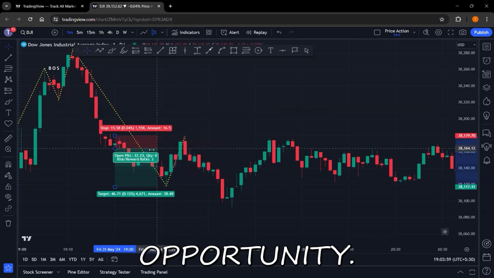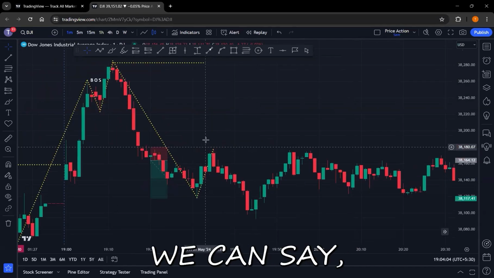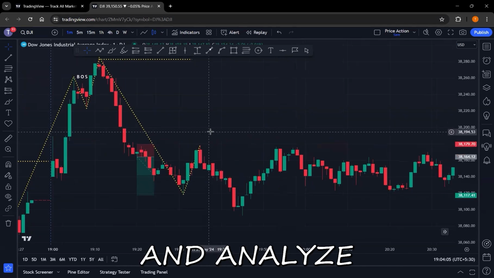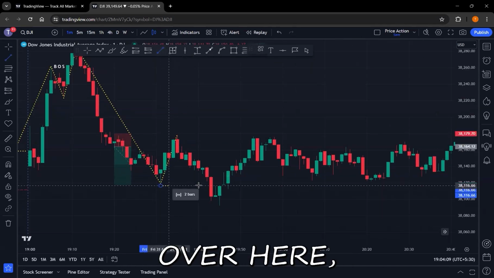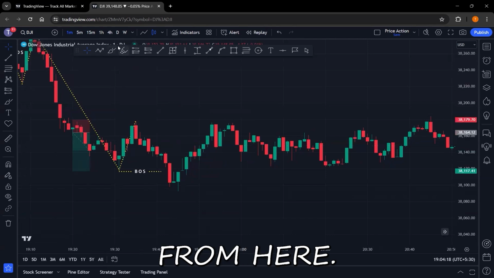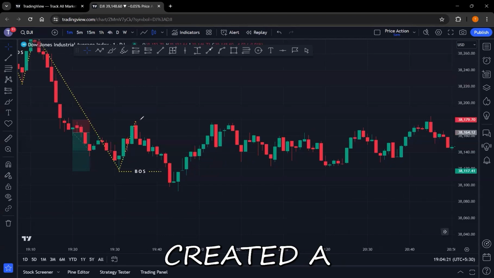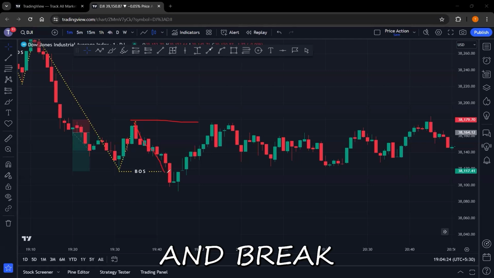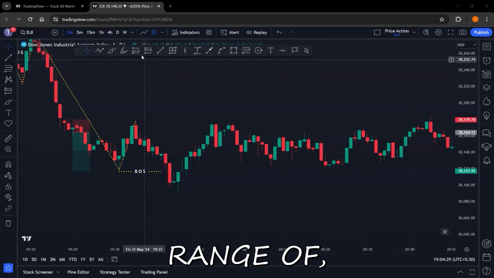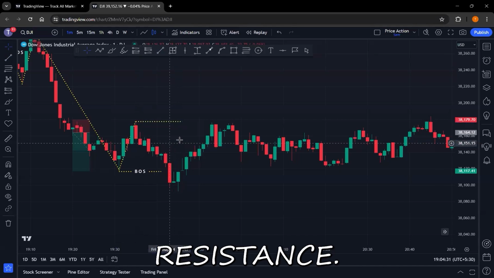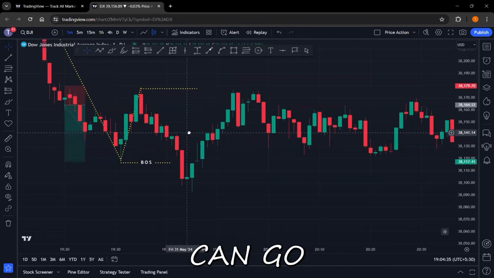Now taking the next opportunity, this was the previous opportunity that we have taken. Now from this level, we have to understand and analyze if we can take any other opportunity. So price created a major support over here, also known as the breaker structure. From here the price started moving towards the downside, created a resistance, moved downside and broke this major support over here. Now you have to find, within this range of major support and major resistance, whether you can see any opportunity from where the price can go towards the downside.